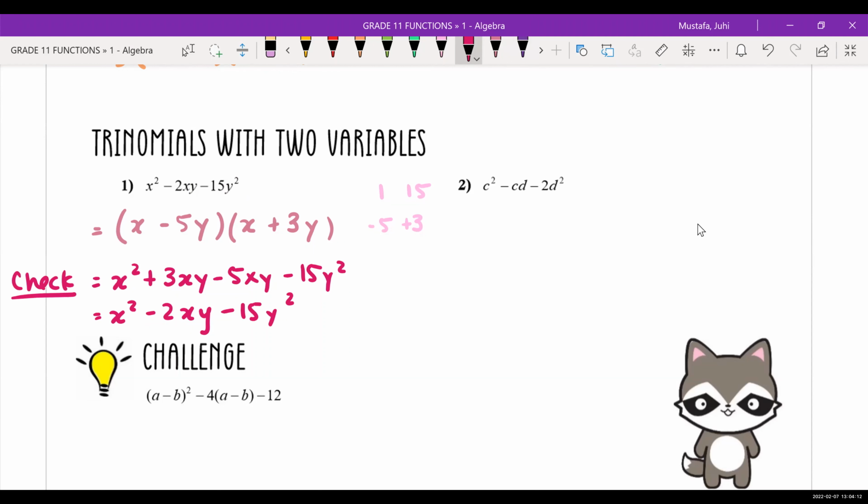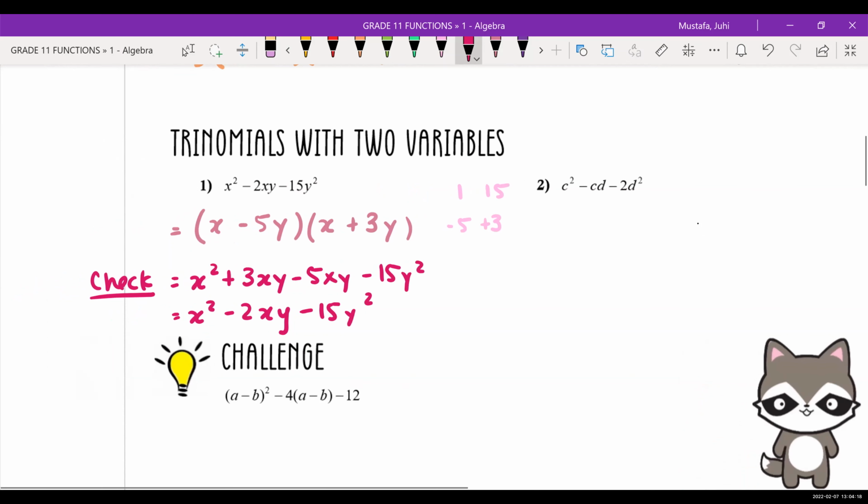And this is my check. Okay, so that weird letter in the middle and at the end, all you need to do is just add a letter to the last two terms and it'll work itself out. Go ahead and try the next question. I'll do the solution on the board.